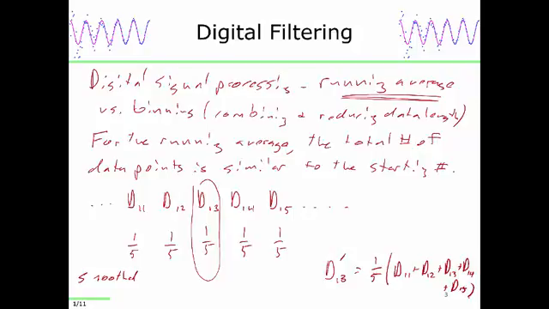Does that make sense? So we're just replacing that 13th element, the middle of this running average. We're replacing it with the average of the 5 data points in its neighborhood. And then we move over to the 15th, and we take this little box, and we keep sliding it along. Does that make sense?